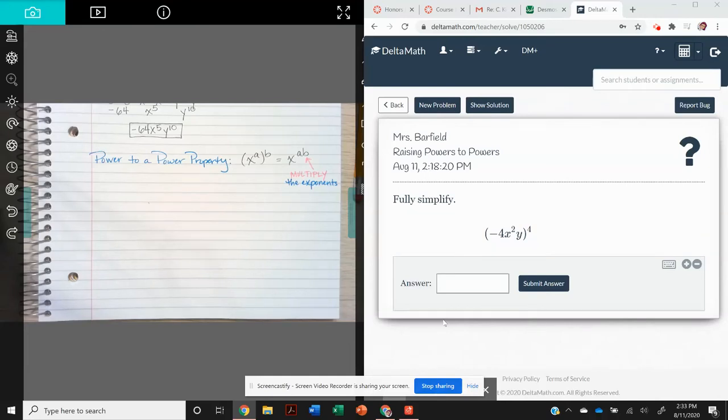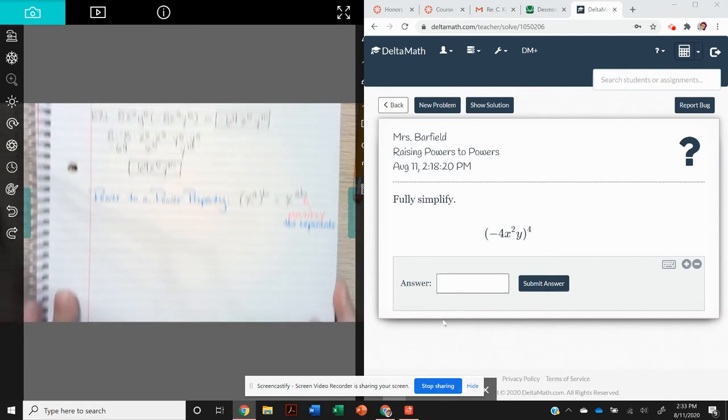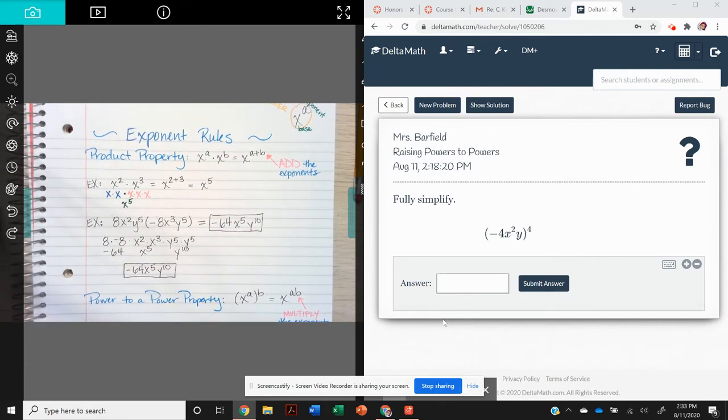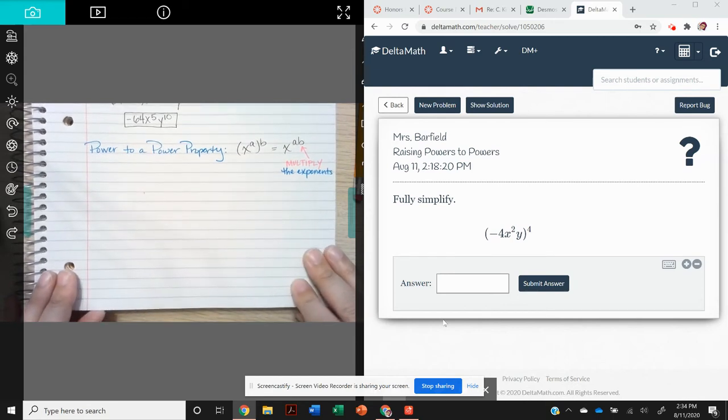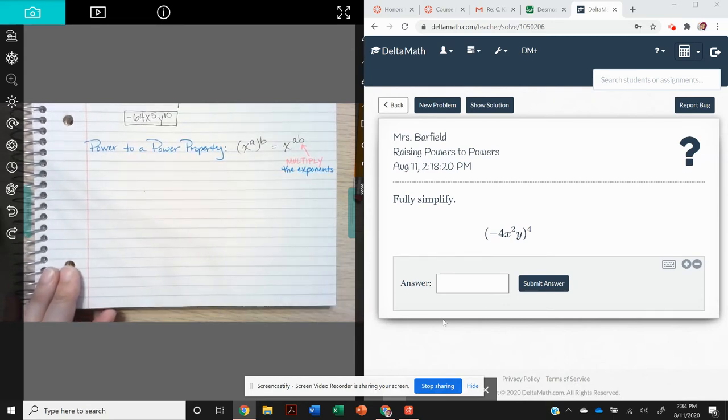All right, you guys. So let's look at our second property. In my last video, we talked about the product property. Now we're going to talk about our next property, which is called power to a power. Now, I'll be completely honest, it's okay if you don't remember what the names of the properties are. It's more important that you remember what to do to the exponents.